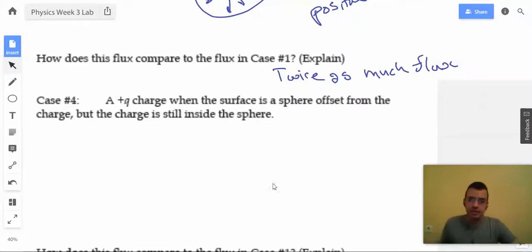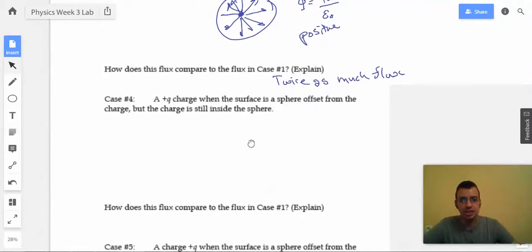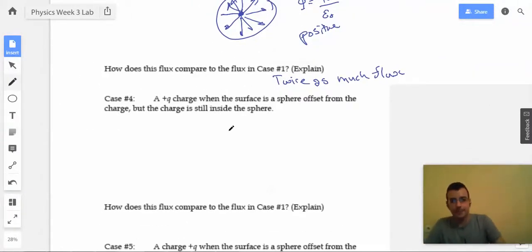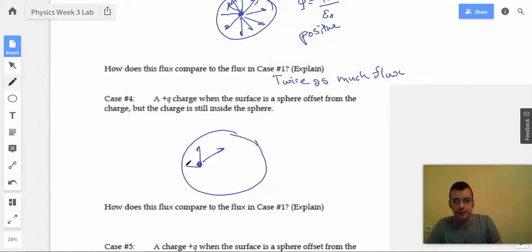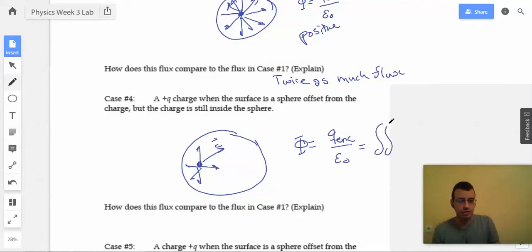All right, case 4. Positive q charge when the surface is a sphere offset from the charge, but the charge is still inside the sphere. Okay. Now, this is where they start taking off the gloves. So we got a, that is a terrible, terrible drawing, but you get the idea. Arrow starts here, goes out. These are electric field lines. So straight up Gauss's law again. Q enclosed over epsilon naught equals the surface integral of E dot dA. Okay?